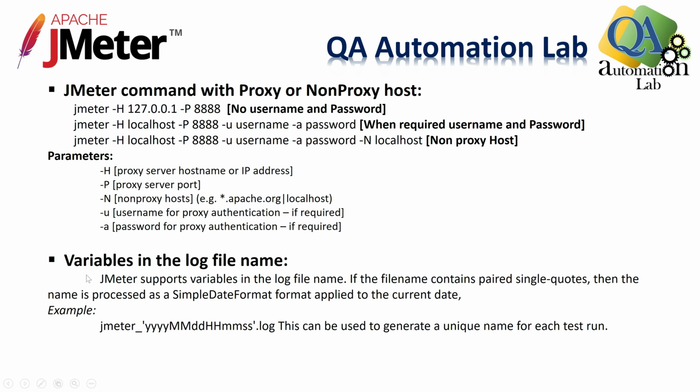Last one is variable in the log file name. As I said before, the system default log file, jmeter.log, gets generated inside the bin folder. We are going to use a variable, simple date format, so that it will have a unique name. It will not be replaced. So we will have another set of log files each time after a test run is completed.